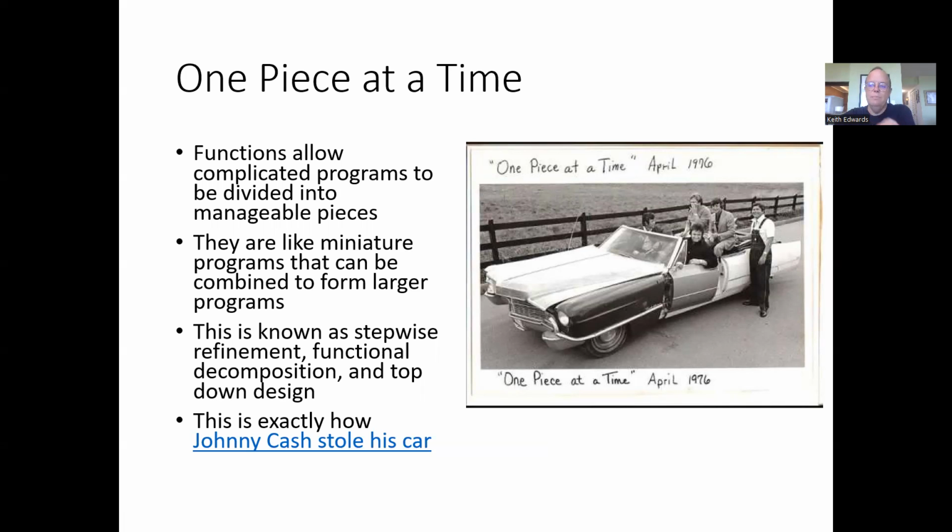So they act like miniature or smaller programs that can be combined to form larger programs. And this has a number of different terminologies, so it's important. It's all known as stepwise refinement, functional decomposition, and top-down design.